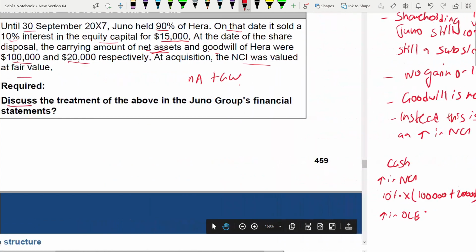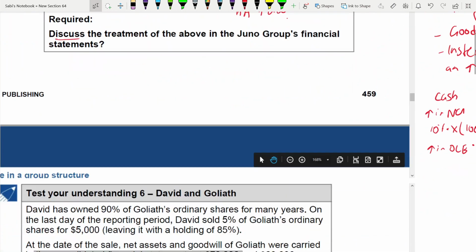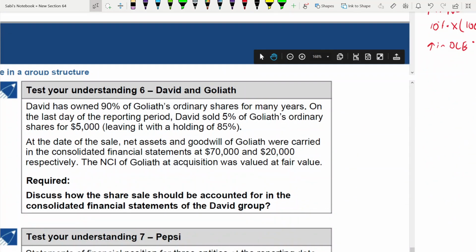Now let us go to the next question. Test your understanding 6. Here also the wording is to discuss how the share sale will be accounted for. Here they owned 90%, and they sold 5%. That means it becomes 85% now. They sold for 5,000. Net assets are 70,000, goodwill is 20,000. NCI is at fair value. This is similar to the previous one, isn't it? With this previous understanding, you'll be able to do it quickly.